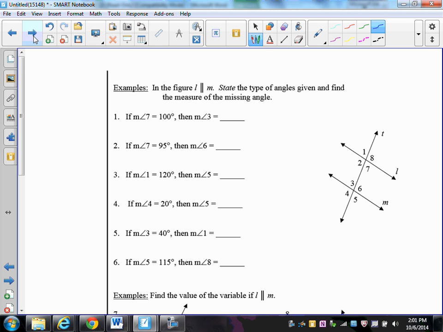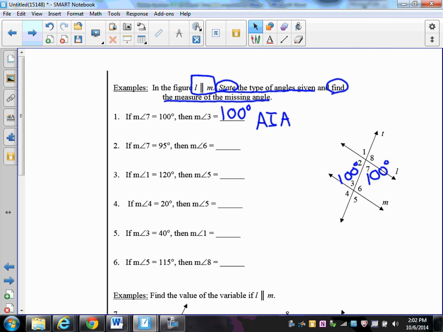Now that we have this, we can do some problems. We're told L is parallel to M. If we didn't have that, we couldn't do any of these problems. It says state the type of angles given and find the measure of the missing angle. I'm going to be doing a lot of erasing here. For number 1, I'm told angle 7 is 100. And angle 3, well, that has to be 100, because these are alternate interior angles. I'm going to be using abbreviations. So that means it has to be 100 degrees.